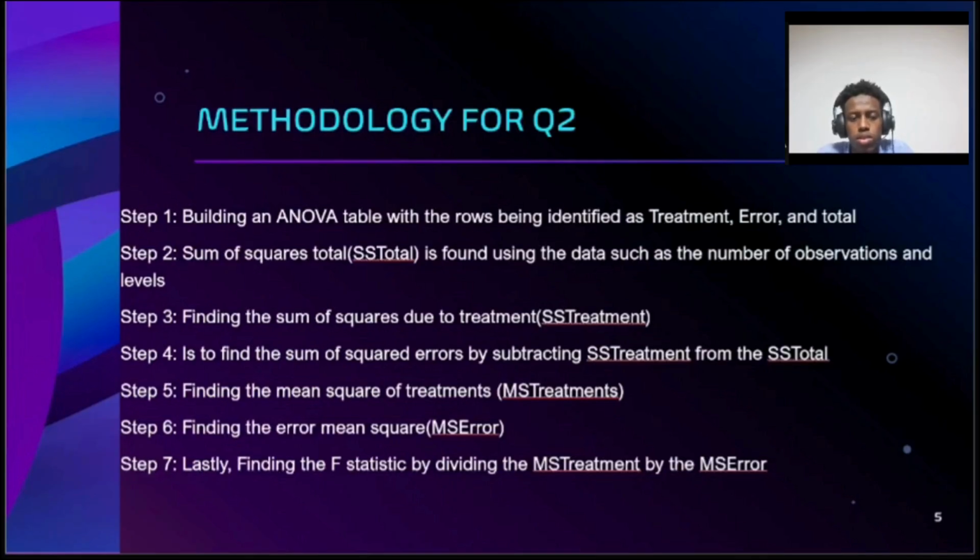For question 2, we have 7 steps. Step 1, building an ANOVA table with the rows being identified as treatment, error, and total. Step 2, the sum of squares total, SS total, is found using data such as the number of observations and levels. Step 3, finding the sum of squares for treatment, SS treatment. Step 4 is to find the sum of squares error by subtracting SS treatment from the SS total. Step 5, finding the mean square of treatment, MS treatment. Step 6, finding the error mean square, MS error. And the last step, step 7, finding the F statistic by dividing the MS treatment by the MS error.